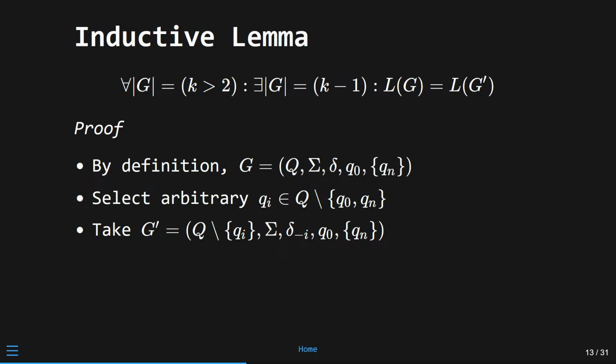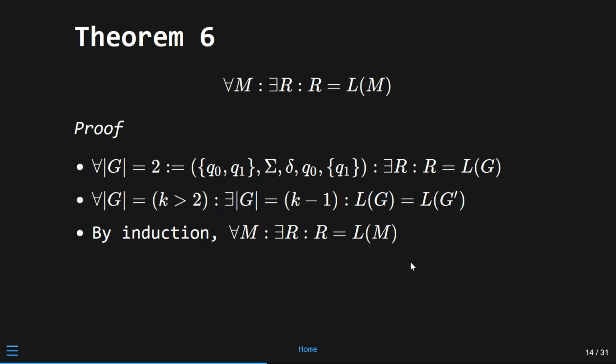Okay, how's that work? Well, we have a generalized non-deterministic finite automata. The only thing we do is we pop qi out of it. We don't change q naught, which is the start state, and we don't change q_n, which is the accept state. But we remove all edges incident on I from delta, and we expand all of the remaining edges in delta with the possible languages that go through I. Not too bad. Okay.